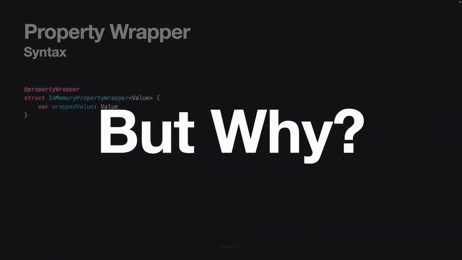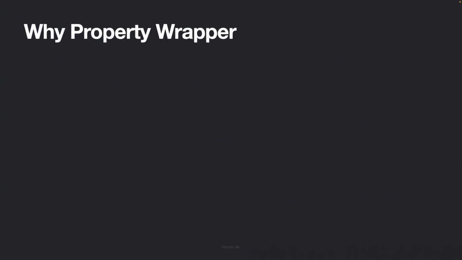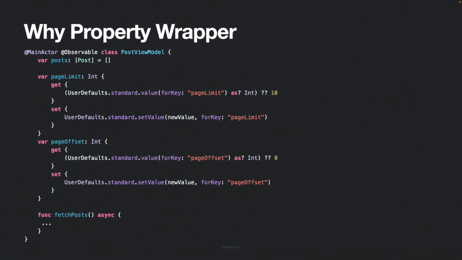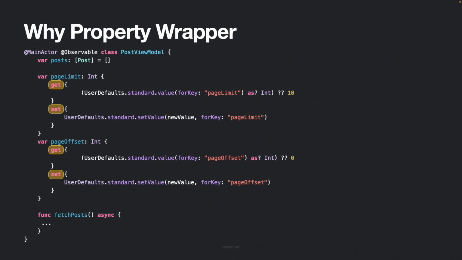But why do we need a property wrapper? We have this view model class that we are calling for displaying the posts, and we have these two properties, page limit and page offset. What if we wanted to store those values in UserDefaults? We can write it like this. We will have the getter and setter for this value. Inside the getter, we return the value from UserDefaults, and inside the setter, we set the new value for the same key.